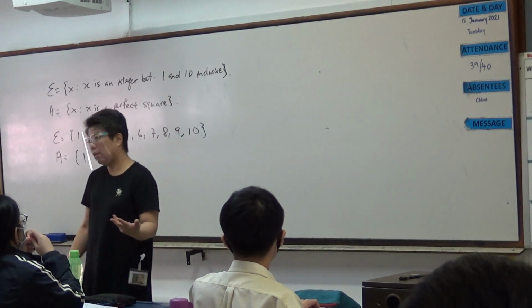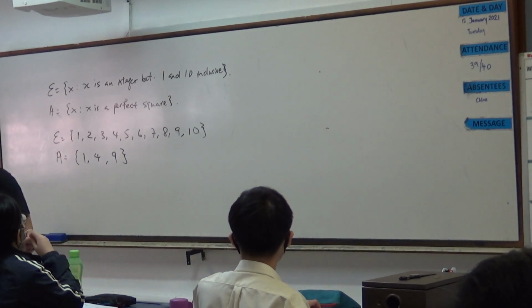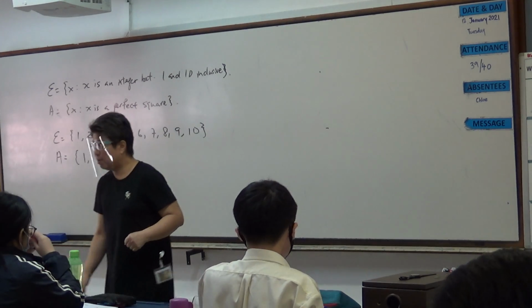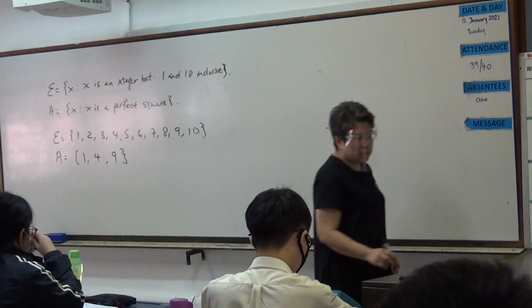1 cubed is what? 1. What's 2 cubed? 8. What's 3 cubed? 27. These are called perfect cubes. Understand what I'm talking about here? Okay? Alright, now let's take a look at part 2.